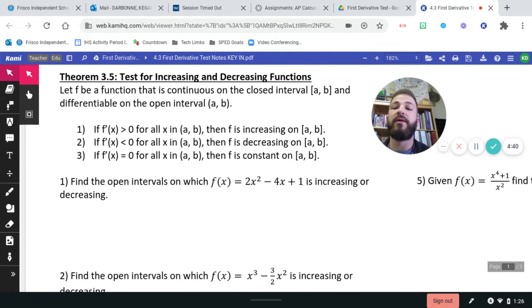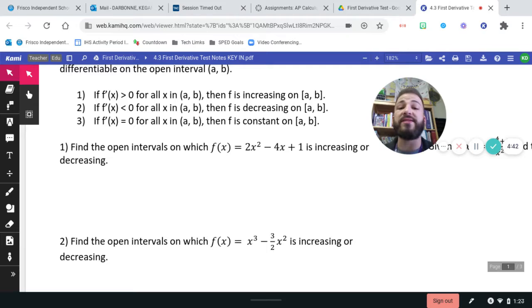So let's actually put this into practice. Let's look at number 1. We want to find the open intervals on which f of x equals 2x squared minus 4x plus 1 is increasing or decreasing. First and foremost, I'm going to find my derivative.